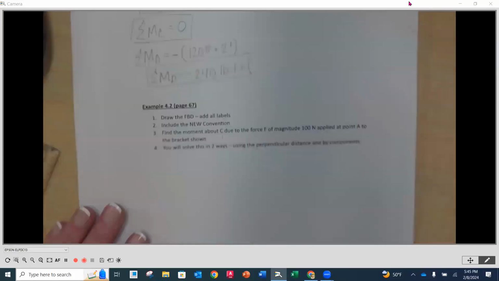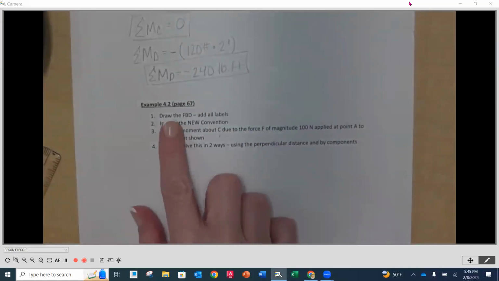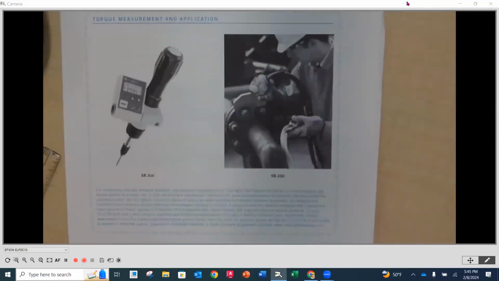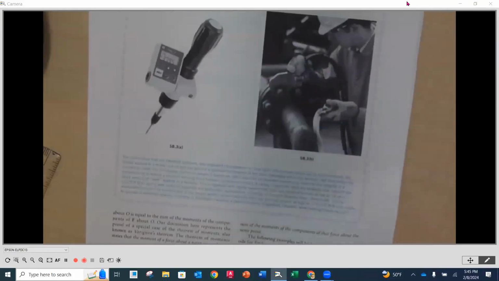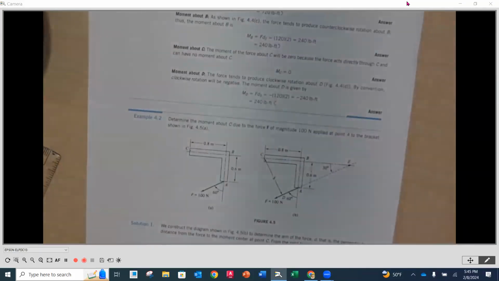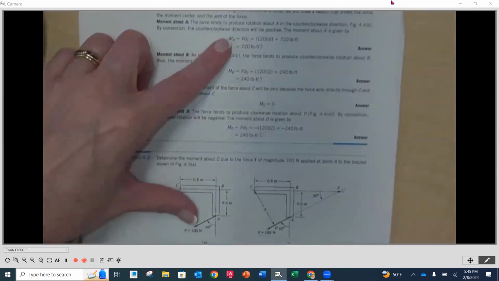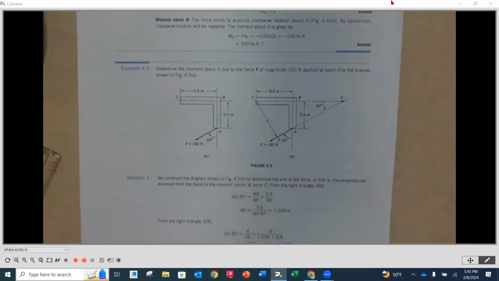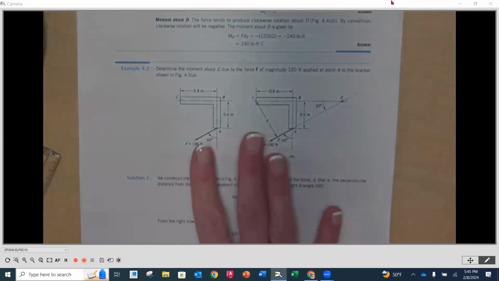Let's look at our next example here. Our next example is number 4.2, on page 67, so we are going to turn the page. At the top of the page was what we had just done, the answers for that. But now we're going to have a different problem to do.